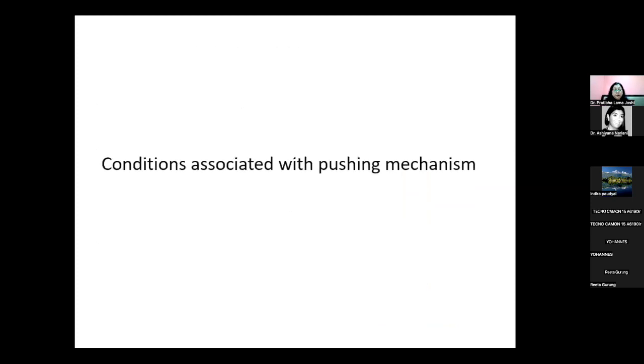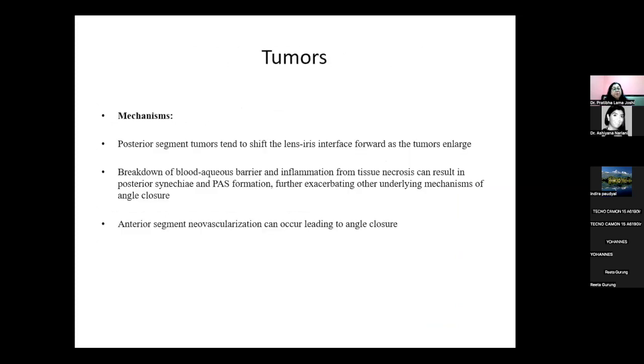Conditions associated with the pushing mechanism. Tumors are responsible for the pushing mechanism and cause secondary angle closure. Posterior segment tumors tend to shift the lens-iris interface forward as the tumor enlarges. It also breaks down the blood-aqueous barrier and causes inflammation. From the inflammation, that can result in posterior synechia formation. These tumors can also cause neovascularization of the anterior segment, leading to angle closure.